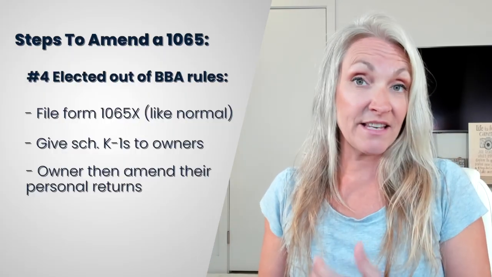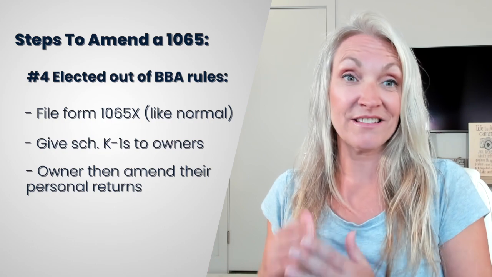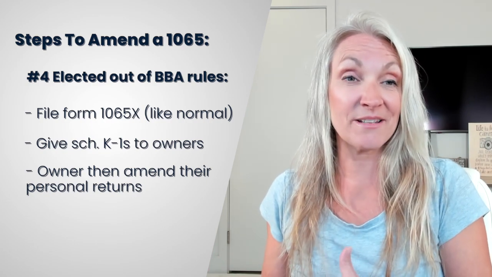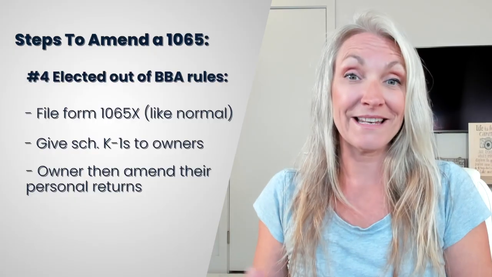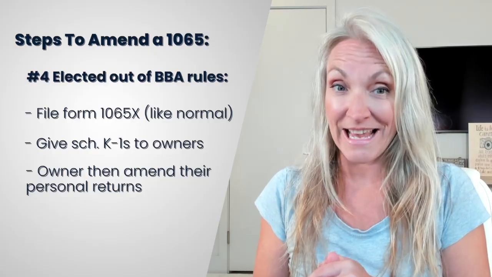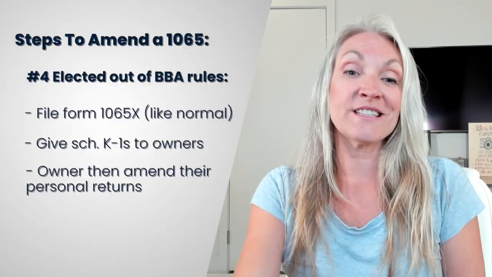To do that, if they DIY'd their tax filing, it's the same exact process. Go into the original software and select amendment. I also have another video on this as well for amending personal Form 1040s. Okay, now what if you did not opt out of the BBA rules?